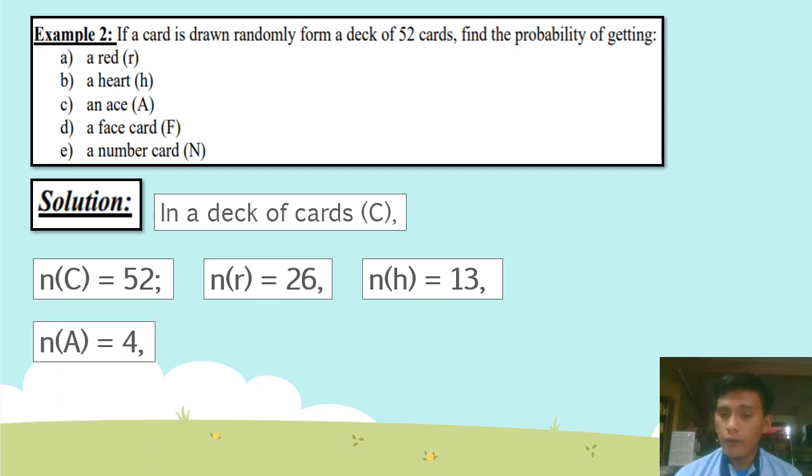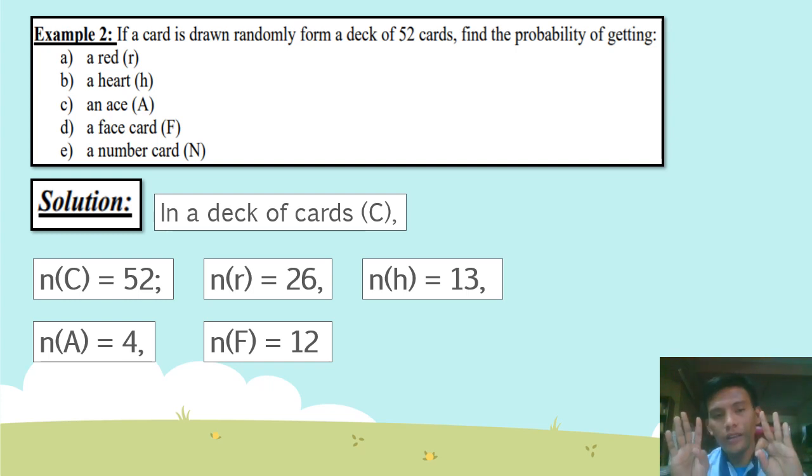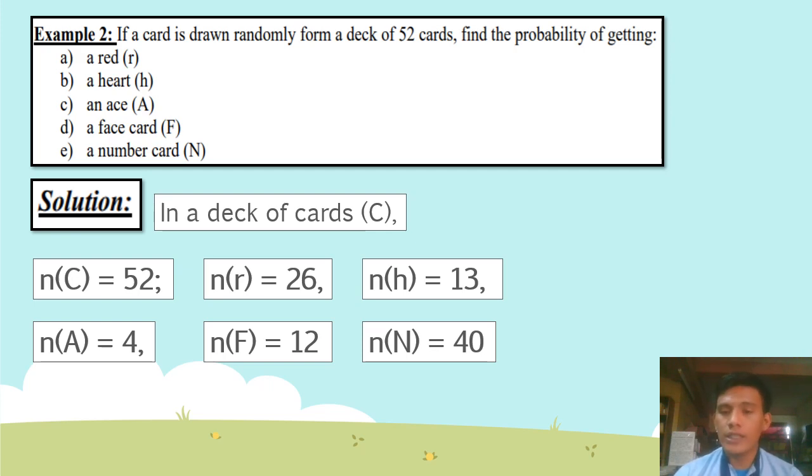For ace, 4 aces: 1 spade, 1 heart, 1 diamond, and 1 club. For face cards, there are 12 face cards: the jack, the queen, and the king. There are 4 suits, that will be heart, spade, club, and diamond. So 4 times the 3 faces, the jack, queen, king. 4 times 3 will be 12. A number card, that will be 40, because there are 12 face cards. 52 minus 12 will be 40 number cards.